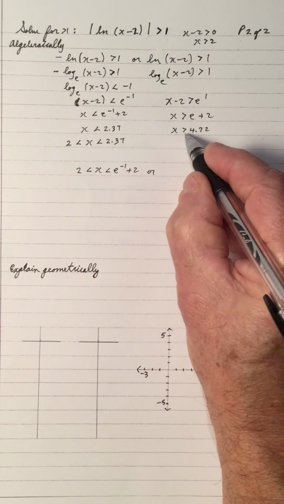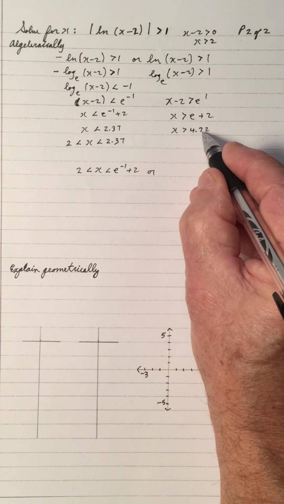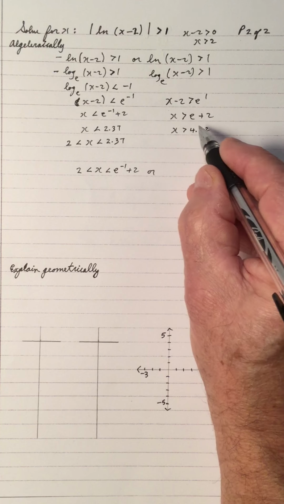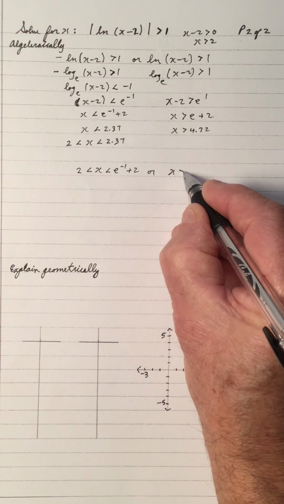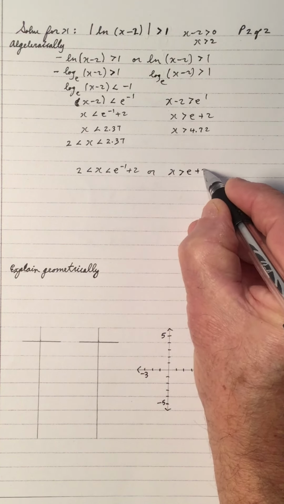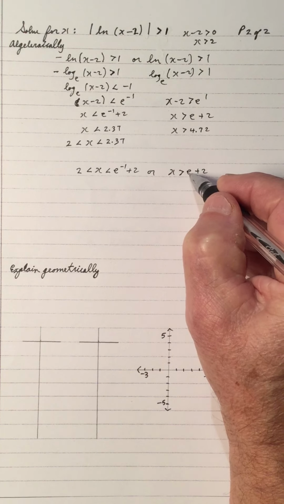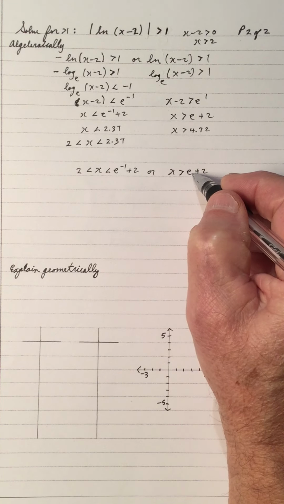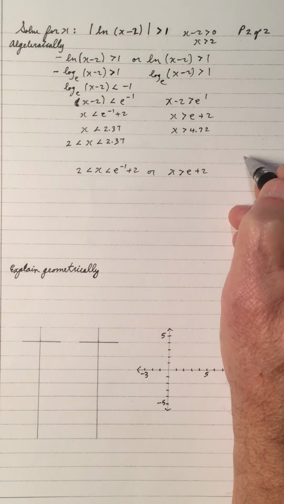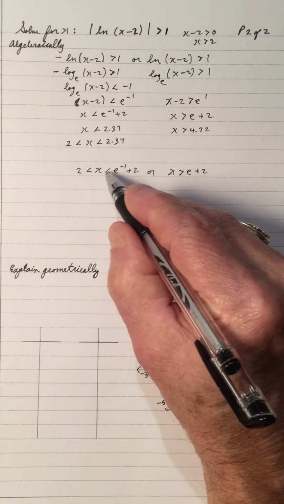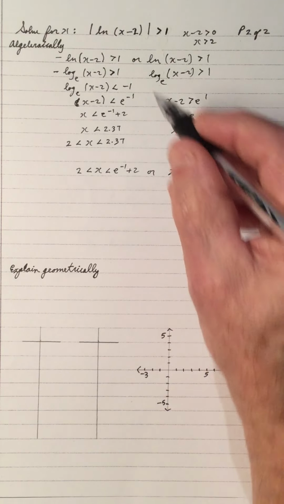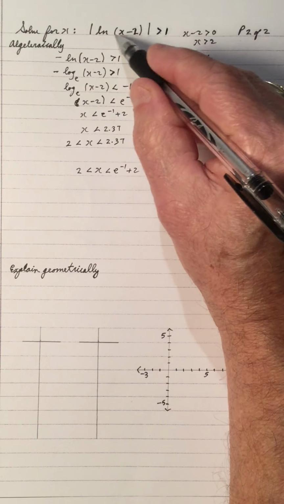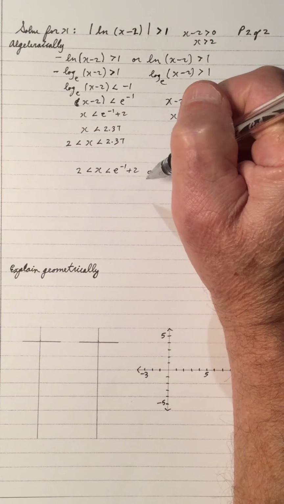Or, now we take any number greater than 4.72, and so that means that x is greater than e plus 2. Again, e is 2.72, so we take a 5, a 6, a 7, etc. So these are the answers for the values of x that fit this inequality here.